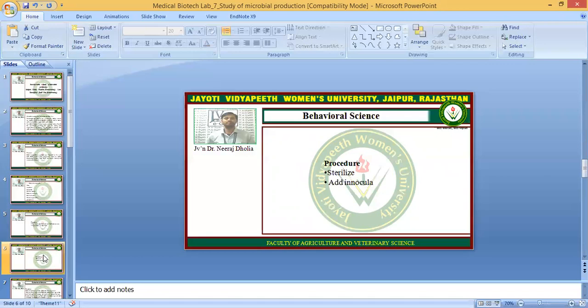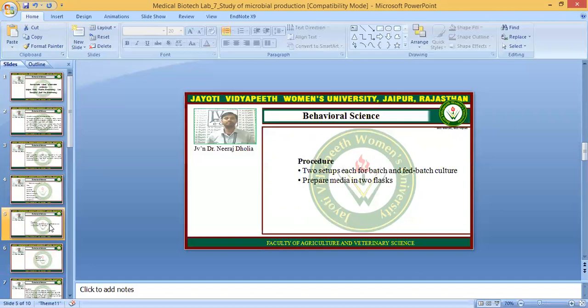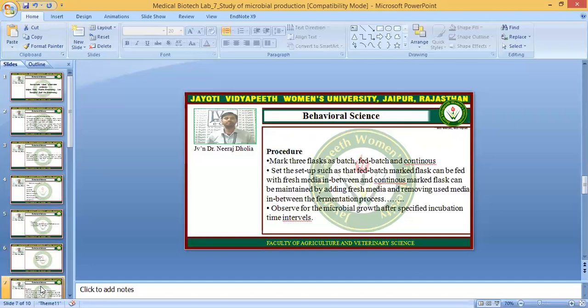You will start with three flasks. One will be marked as the batch culture, second will be marked as the fed batch culture, and third one will be marked as the continuous culture. First of all, you will sterilize the media, and in the three different flasks, you will add the inocula, and you will put them for incubation.